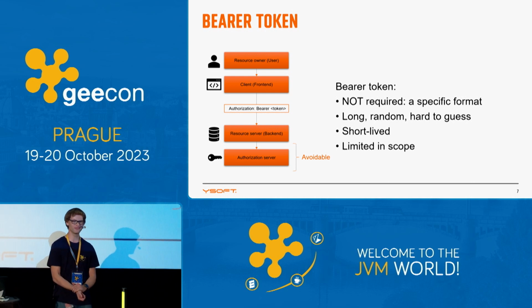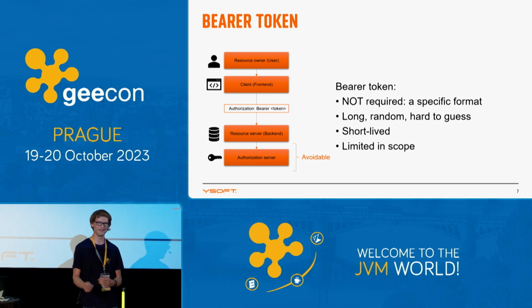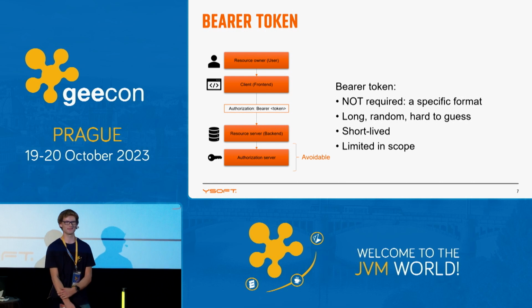A bearer token is just a long string. That's it. It needs to be long, random, and hard to guess for an attacker. Also, it needs to have a short lifespan. And usually it also has limited scope, so that when it leaks and the attacker has like 5 minutes to use it, they also have limitations in what bad things they can do with it.